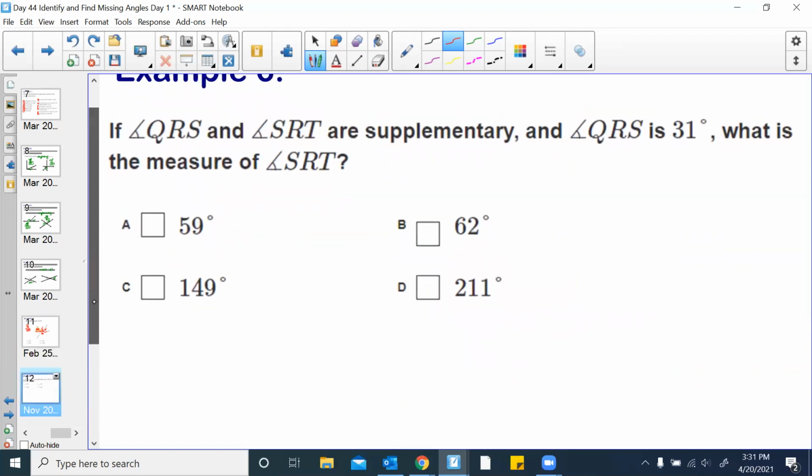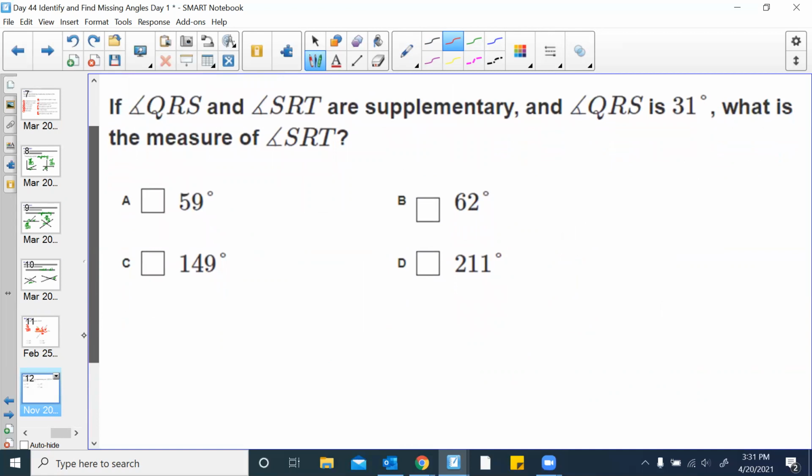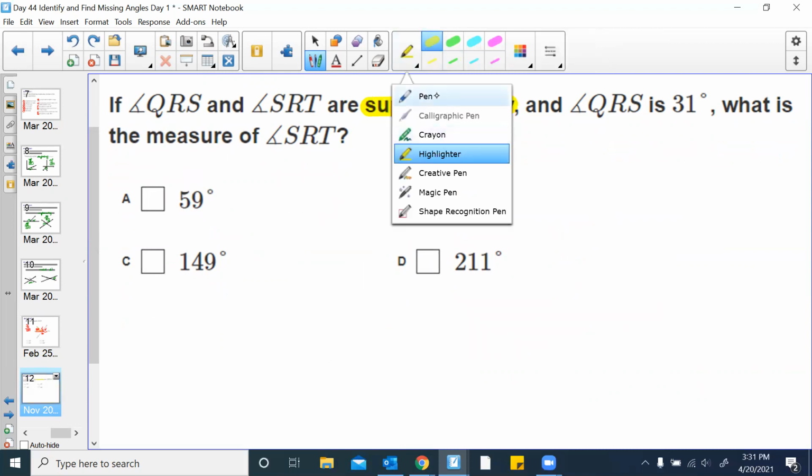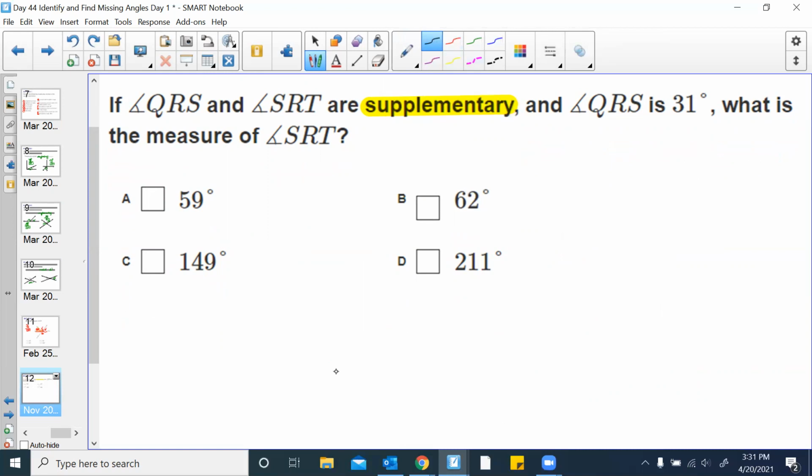And last but not least, let's say you had to actually draw a picture. Now this is where things are going to get a little tricky. We have to look at these angles, QRS and SRT. So let's draw out QRS first. We also know that this is going to be a supplementary angle, so that is helpful to us. I'm going to draw a straight line. This is going to be my point Q. Here I'm going to have R. Up here I'm going to have S. That's going to be one angle, and they tell me that angle is 31 degrees.